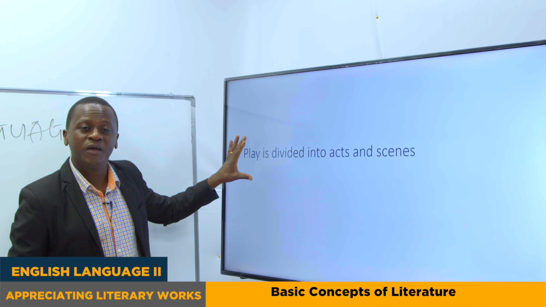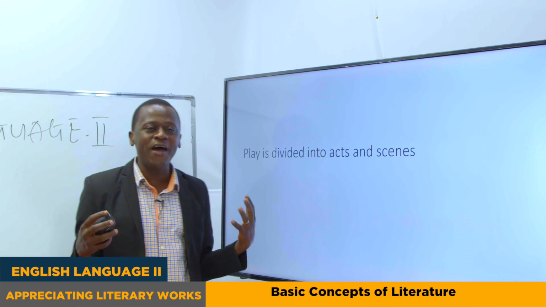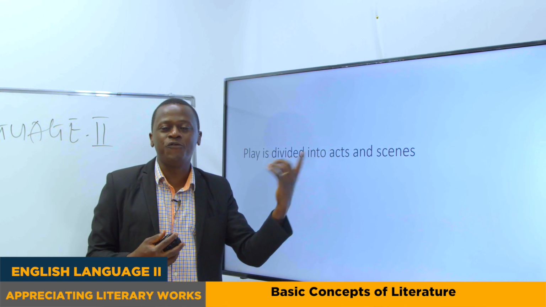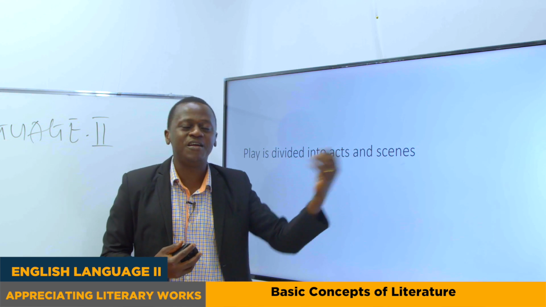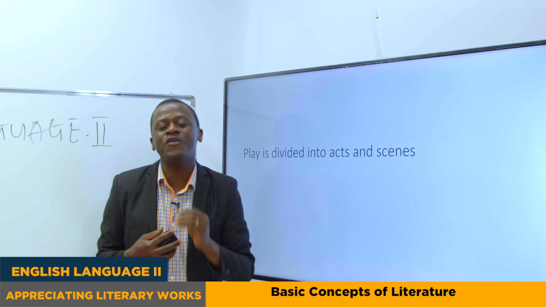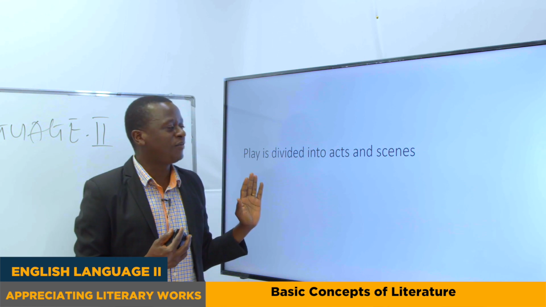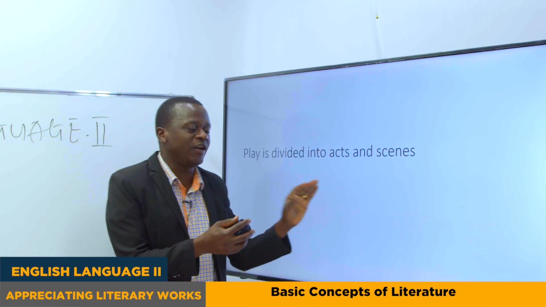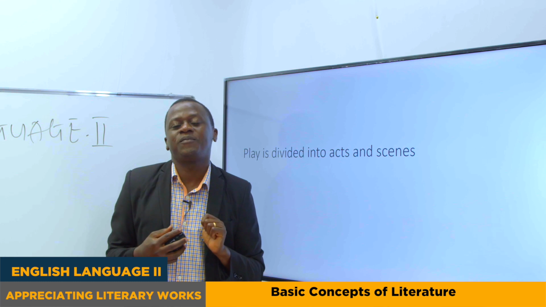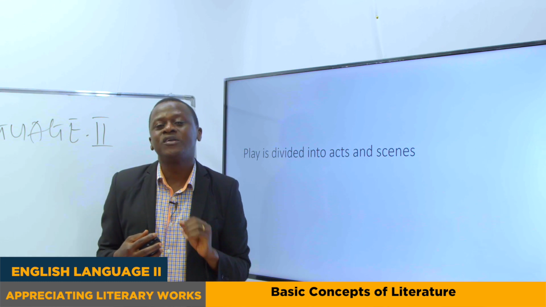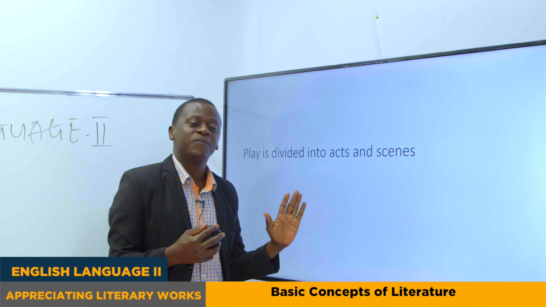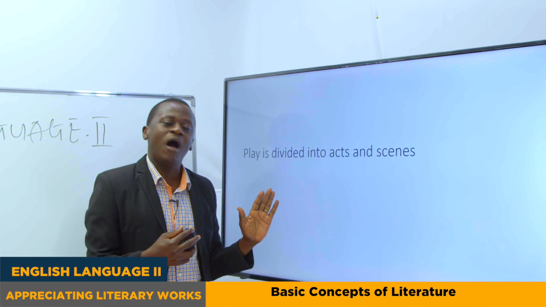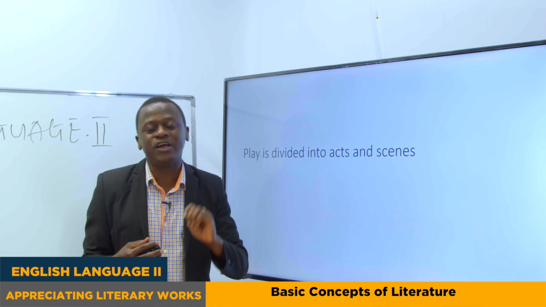This is a description that a play is divided into acts and scenes, where an act is a major division of a play, while a scene is a minor division of a play. A playwright may decide that in this particular play, I will have 5 different acts. And in each act, there will be 6 or 4 scenes. And each scene contains its own idea, or each scene has 2 or 3 different ideas.